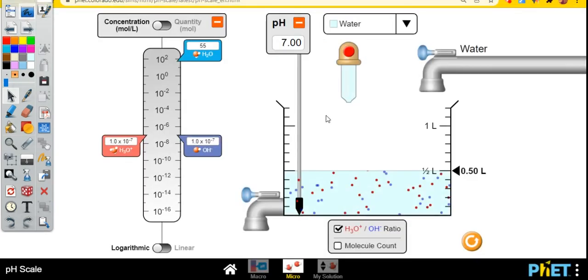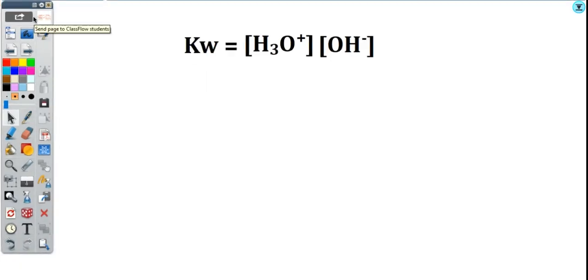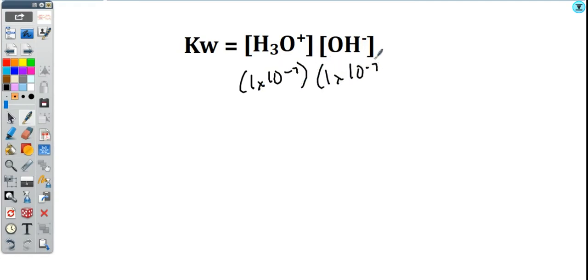If you take a look at the simulation that we used together in class, it's just a great visual to see what's going on here. We're starting with pure water, where each of those concentrations are the same value. So each of them are 1 times 10 to the minus 7, which when multiplied together will equal 1 times 10 to the minus 14.